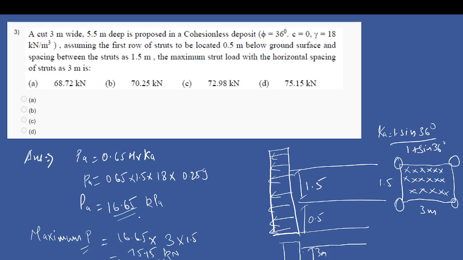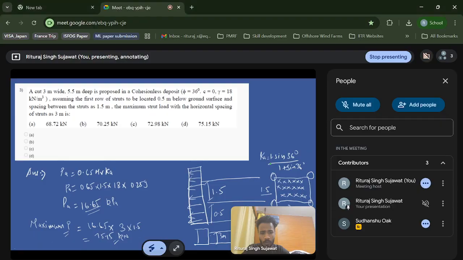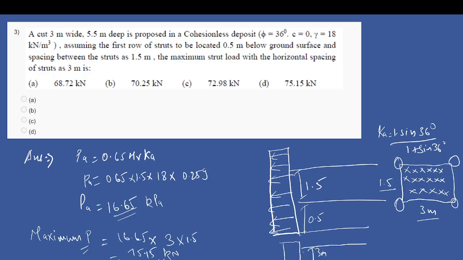This is 16.65 kPa. Now if you want to convert this uniformly distributed load into a single point, a concentrated load, you need to multiply this pressure by the area of this diagram. So this is 1.5 into 3, which will basically give you 75.15 kilonewton. Okay, sir. Are you clear with this? Yes, sir. Okay, so let's move to question number 4.